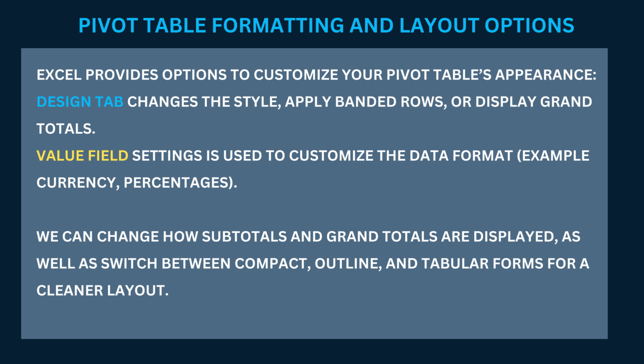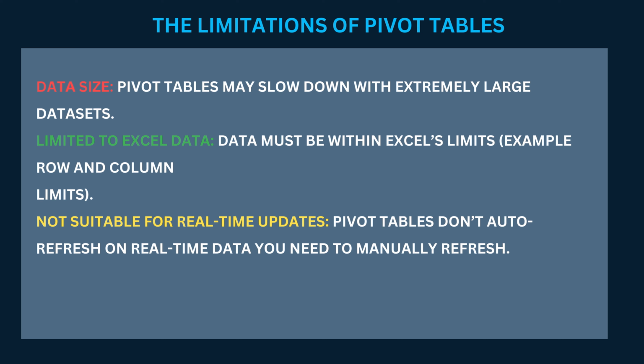Pivot table formatting and layout options. Excel provides options to customize your pivot table's appearance. Design tab changes the style, applies banded rows, or displays grand totals. Value field settings is used to customize the data format, for example currency, percentages. We can change how subtotals and grand totals are displayed, as well as switch between compact, outline, and tabular forms for a cleaner layout.